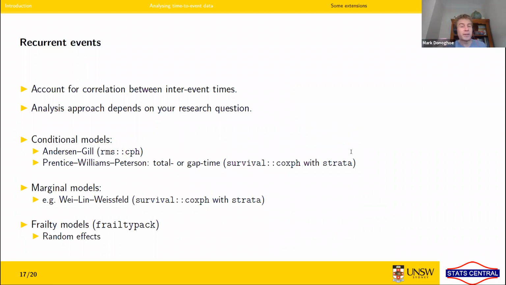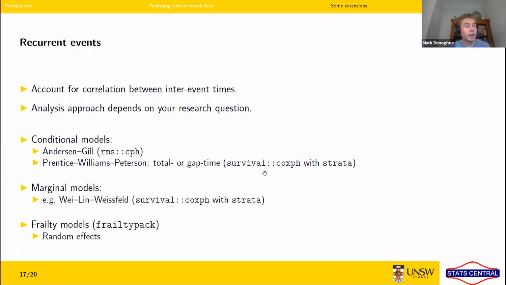When we have recurrent events, the event times for an individual are often correlated. For example, people with a short time until the first recurrence might have a short time till their second recurrence because they've got more severe disease. There are a large range of ways to analyze recurrent event data, and they all have different interpretations, so the choice of which one to use depends pretty heavily on what your actual research question is. There are conditional models, which might look at the time to the second recurrence, conditional on having experienced the first recurrence. And there are marginal models, where you're just looking at the time to the second recurrence for all individuals.